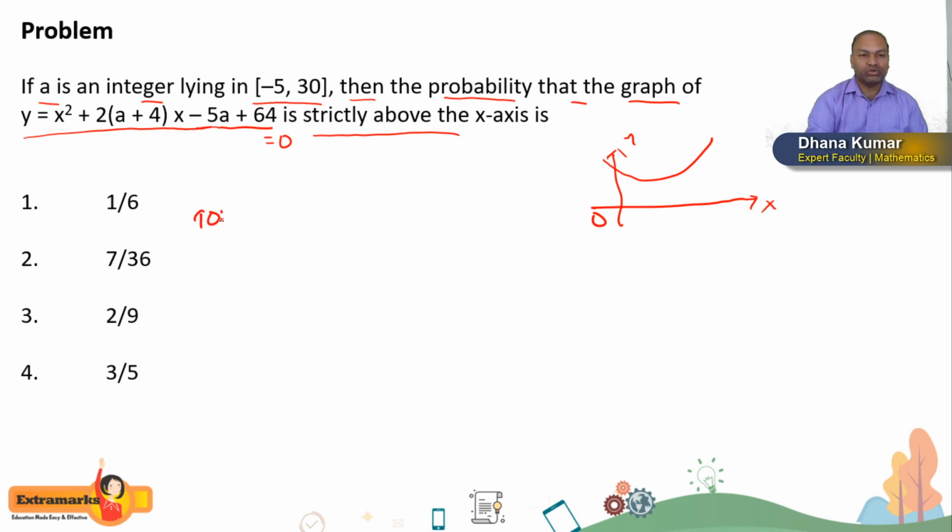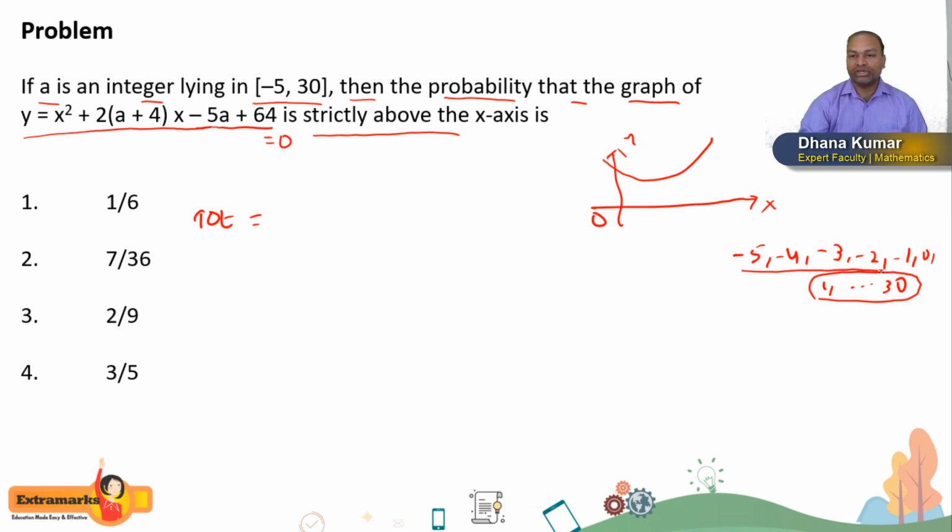Let us come to the total number of cases first, which I am writing. Total number of cases means without any restriction. A is an integer lying in this interval minus 5 to 30. Minus 5 to 30, how many integers are there? Minus 5, minus 4, minus 3, minus 2, minus 1, 0, 1 up to 30. So here 5 negative integers, and then 5 plus 1 is 6, 6 plus 30, 36. So total number of cases 36. Let us come to favorable.